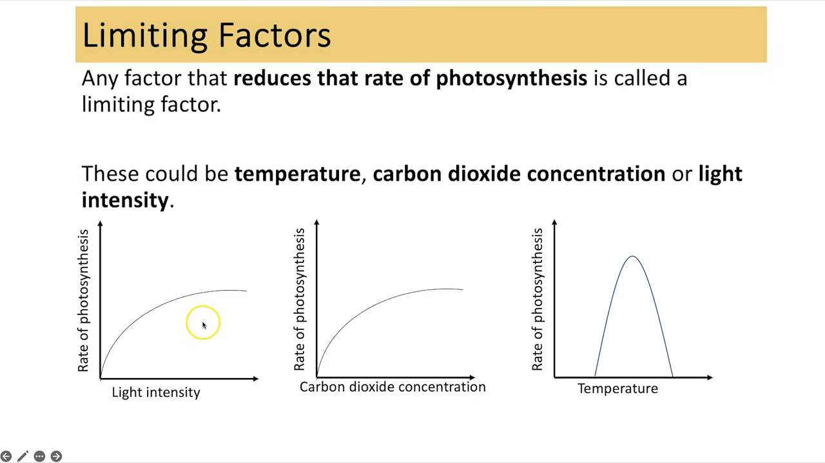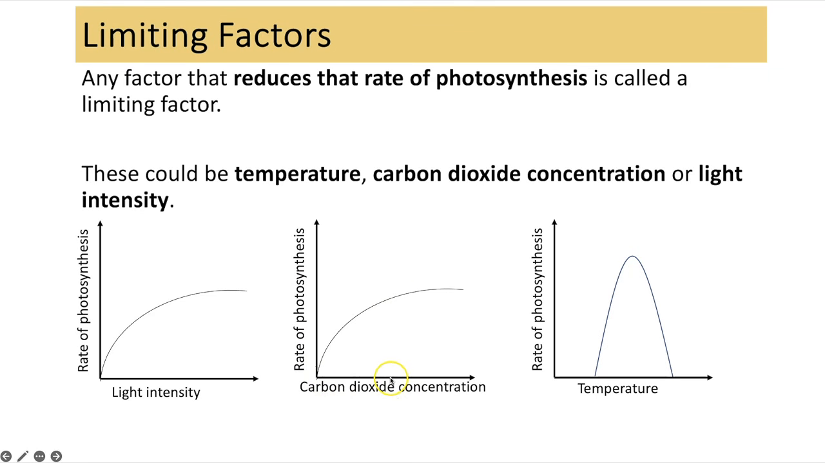It does, though, level off or plateau at the high light intensities, and at that point there would be another factor limiting the rate. So you've already got to your optimum light intensity, so at this point it must be that there's not enough carbon dioxide for the Calvin cycle, or it might be the temperature is not high enough to reach the optimum temperature for the enzymes. Carbon dioxide concentration, we have the same curve.